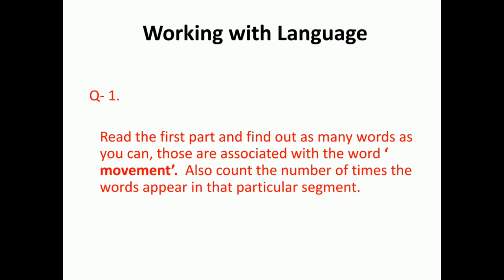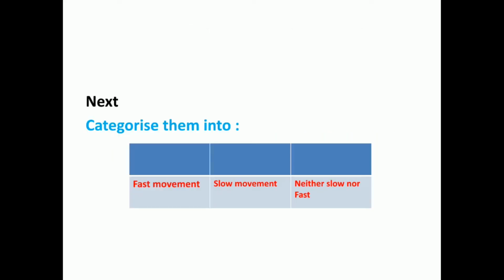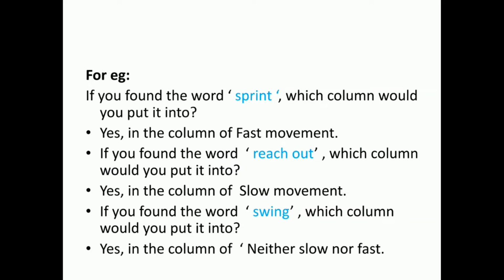Now let me simplify it with an example. Alright. Now, this slide is an illustration for you to understand the exercise more precisely. Now let's assume you are reading a page and looking for the words associated to the word movement. Suppose you come across the word sprint. Now the word sprint, is it associated to the word movement? Yes. Well then, which category would you place it in? Fast, because the word sprint suggests fast movement.